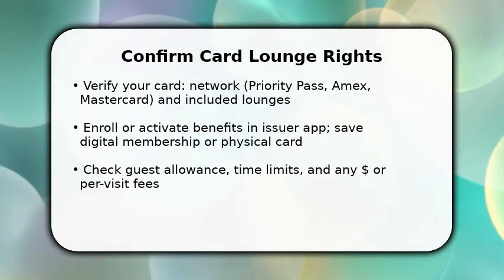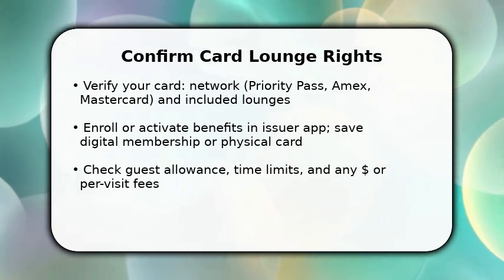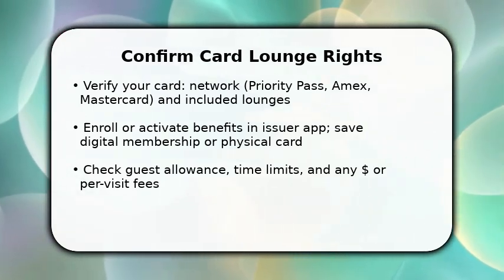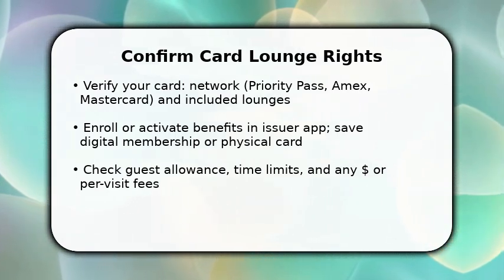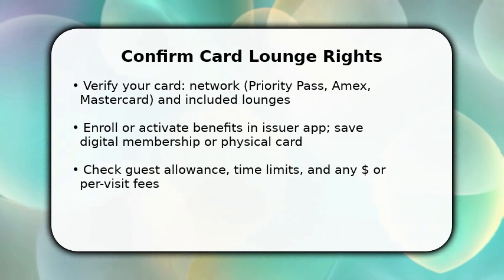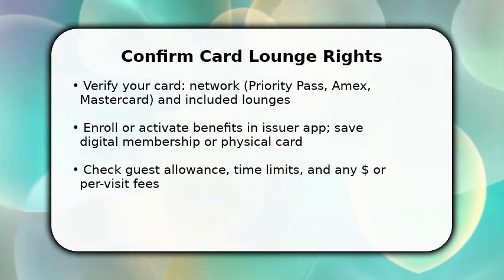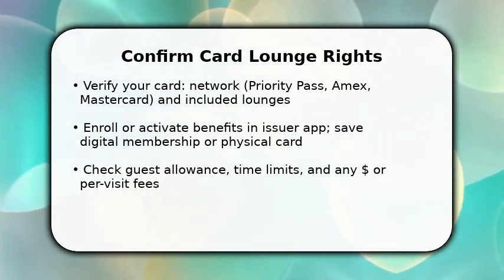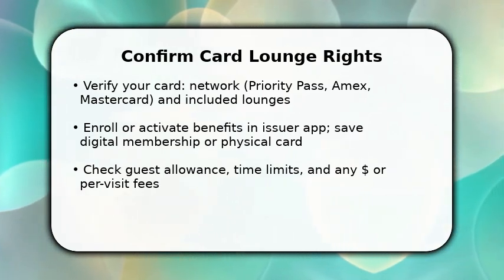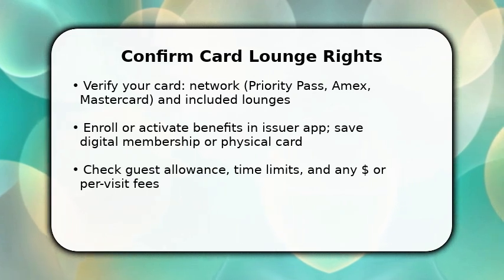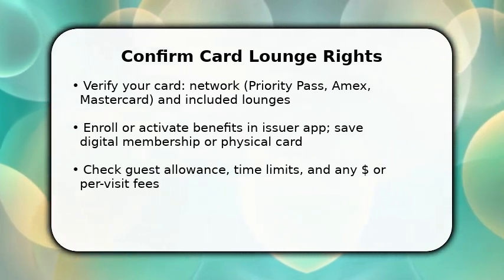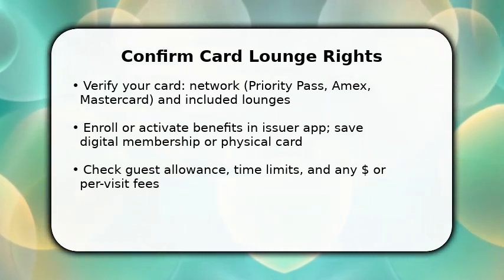You start by confirming your card actually includes lounge access and which network it uses. Once done, enroll or activate the benefit in the issuer app so you have a digital pass ready. Make sure you understand guest rules, time limits, and any per-visit dollar fees, because those determine who enters and when. Take a quick screenshot of your membership screen and save the issuer contact info. Doing that now avoids fumbling at the lounge entrance.